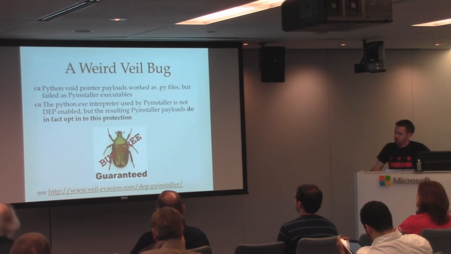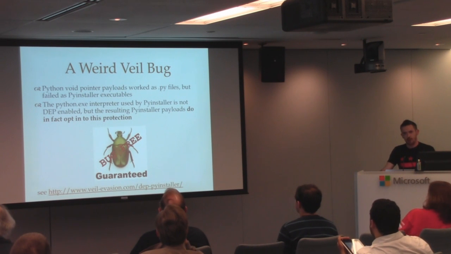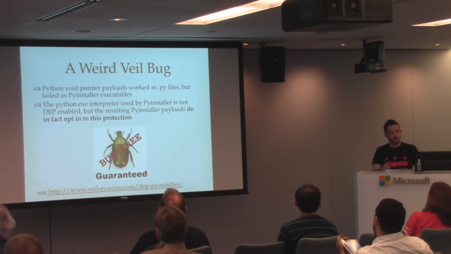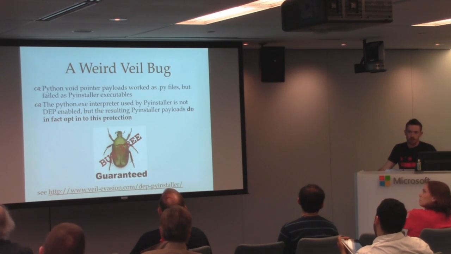So we ran into this really weird bug that we couldn't figure out for a little bit, where Python void pointer payloads would work as Python files. If you just took the file and put it on a Windows box and ran it, it would work fine. But if you packed it up into a PyInstaller exe, it would fail with an access violation. Although it wouldn't tell us that at first, we had to go through and put in debugging and everything.